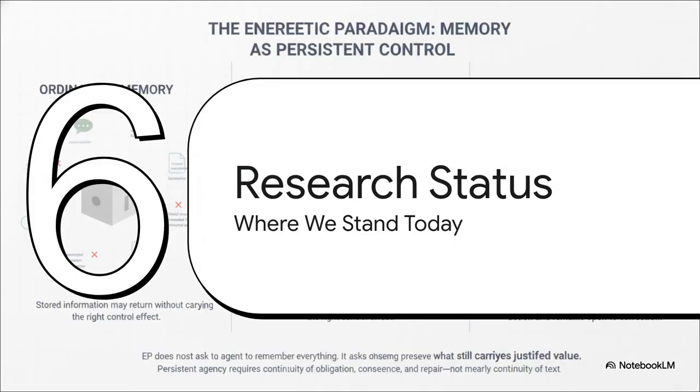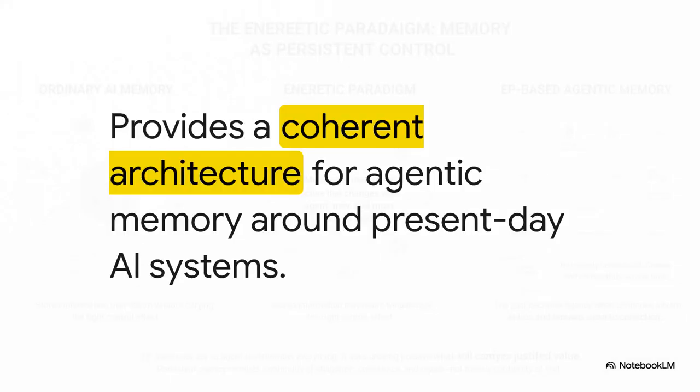Section 6, Current Research Status. It's essential at this stage to measure precisely where this serious engineering program stands today, without any hype or overclaiming. Currently, the energetic paradigm offers a highly coherent architectural blueprint. It outlines exactly how agentic memory could be created as an external control layer wrapped around a present-day AI system, essentially integrating long-horizon state and finite resource allocation into a unified model.